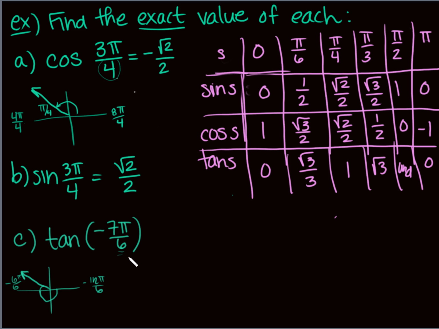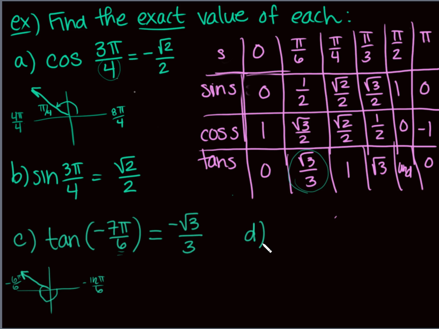It's pi over 6, right? So I find the tangent of pi over 6. That's root 3 over 3. And then in the second quadrant, tangent, remember all students take calculus, tangent is negative in the second quadrant. So I get a negative root 3 over 3. Hope that makes sense.